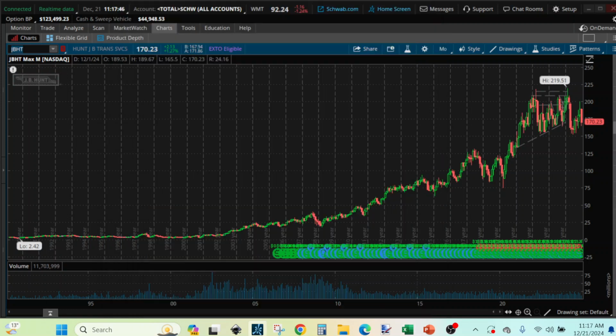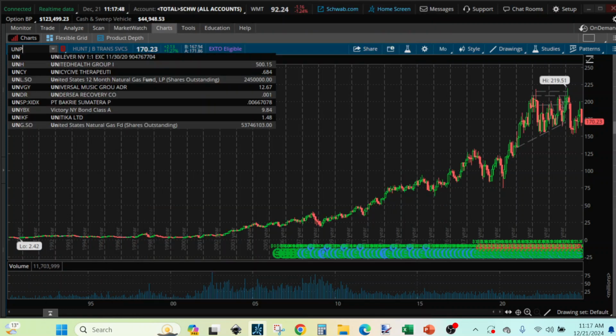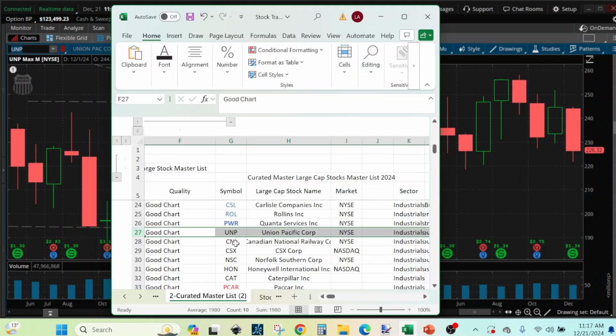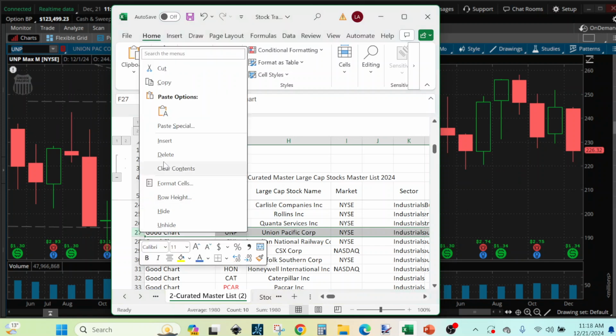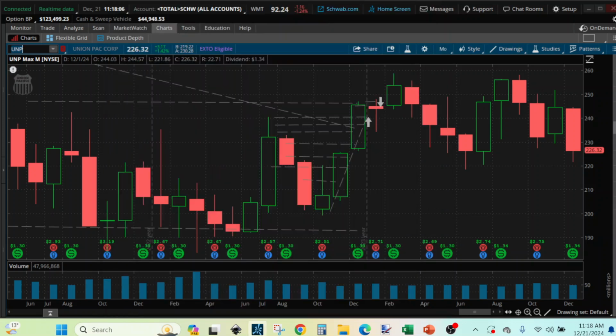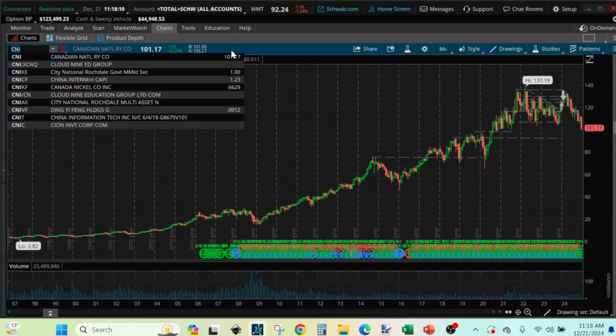UNP. The price is here below this year high, it is out. CNI. The price is below these prior year highs. Like, do you see those mountains? When the price is well below those years, out.